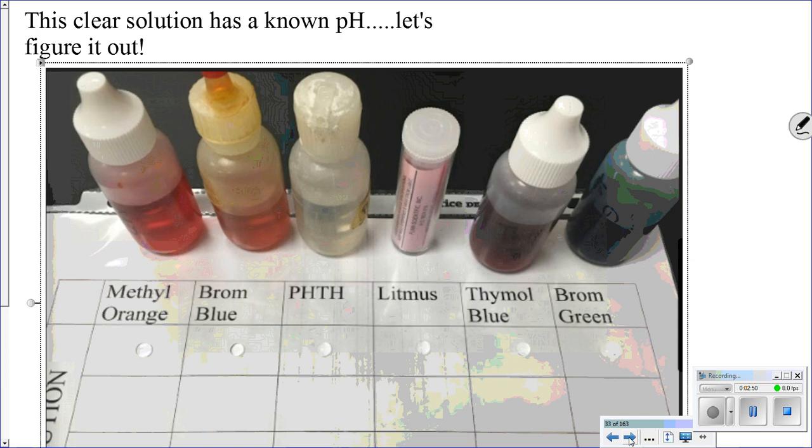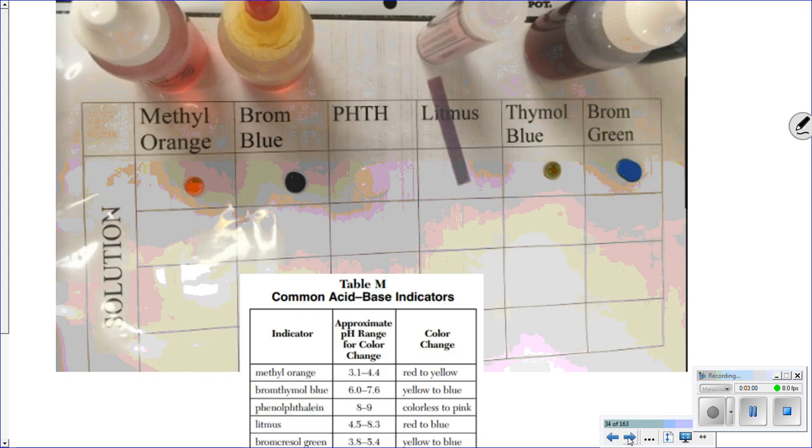So I took a solution here. You can see these little clear dots right here. Those are actually something called a buffer solution. This is a solution of known pH. And then I went ahead and I added indicator to each of those. So hopefully you can see these colors okay. We're actually going to be doing this in lab tomorrow.